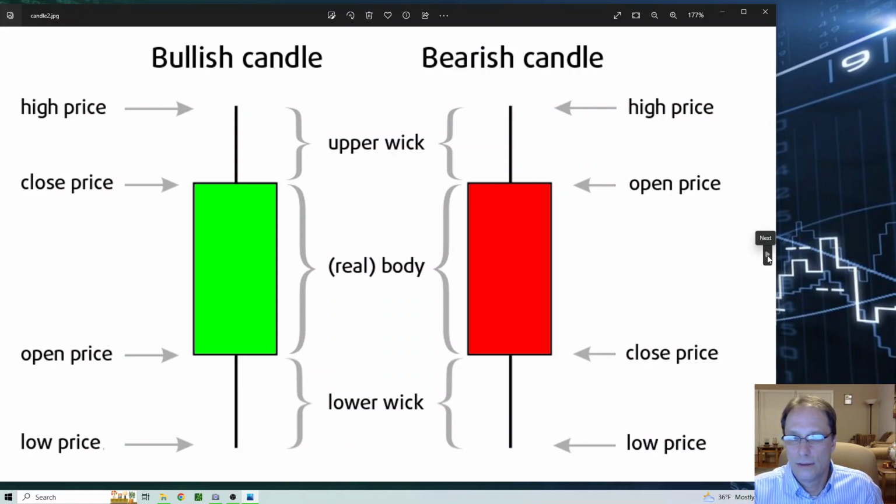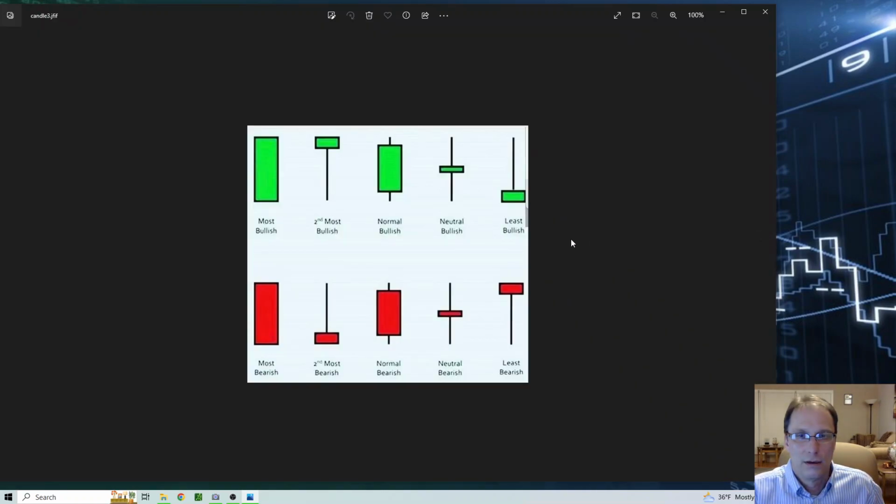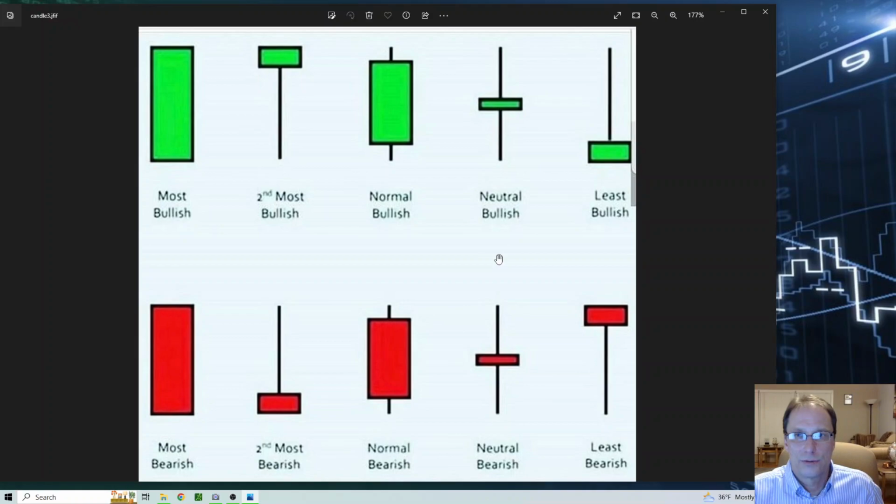Let's go ahead and look at what the candles mean. Obviously the most bullish here is when you have a full engulfing body, where it just opened and closed. That could be in 5 minutes, 10 minutes, 15 minutes, or a whole day.